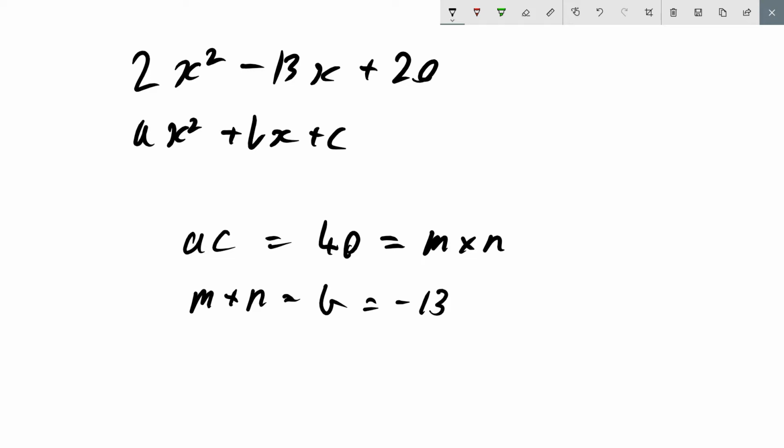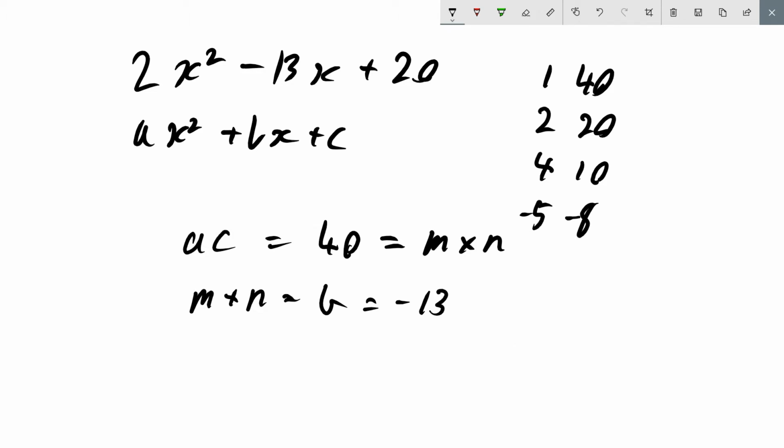So let's find factors. So there's 1 and 40, there's 2 and 20, there's 4 and 10. You can also go 5 and 8, and there we go. 5 and 8 adds up to 13. So if I just had negative 5 and 8, we have our m and n.